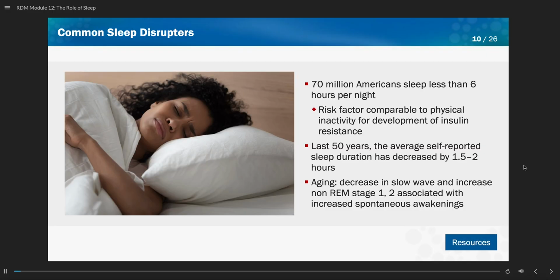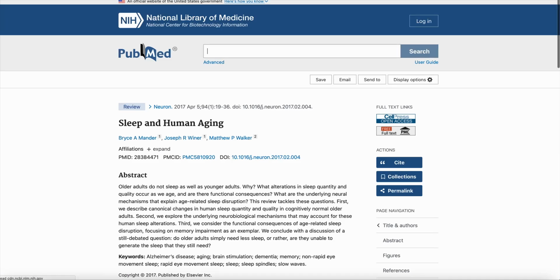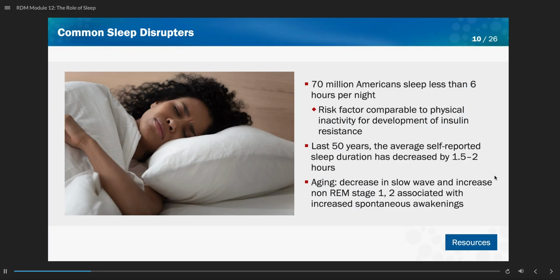In our modern culture, there are a number of common sleep disruptors. And in large studies where they have interviewed patients, they found that more than 70 million Americans sleep less than 6 hours per night. And they have found that this is a risk factor comparable to physical inactivity for the development of insulin resistance.